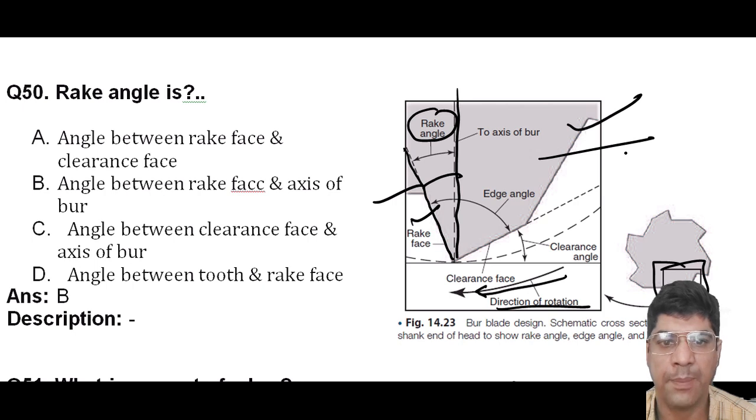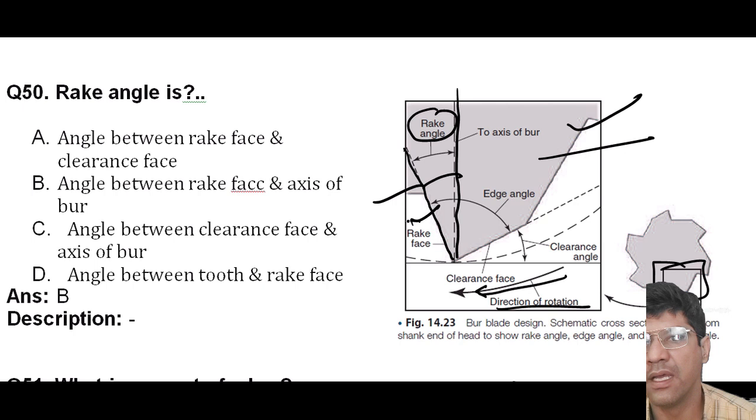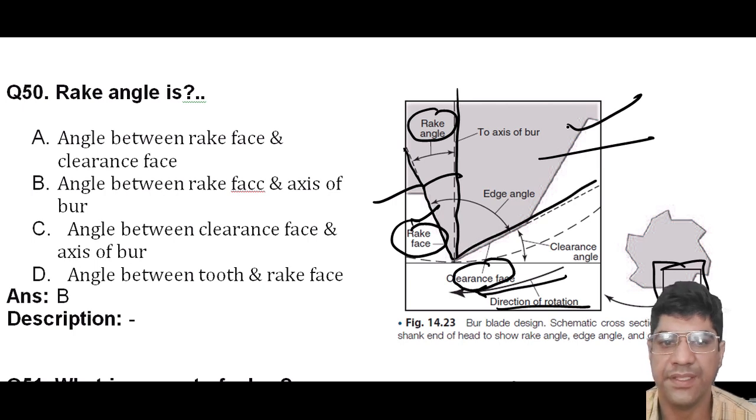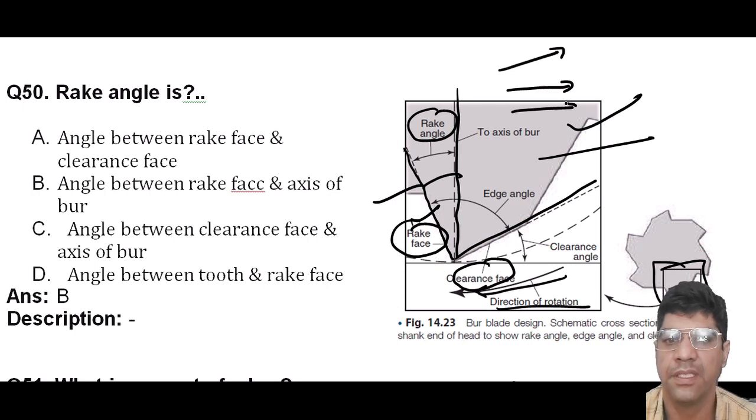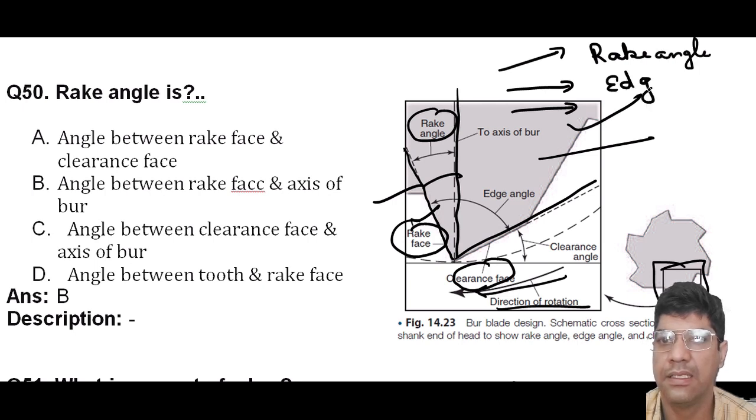This rake angle is essential in determining how efficiently the burr cuts during the dental procedure. Each burr blade has two sides. One is the rake face, and the other is the clearance face. So this one is the clearance face. Three angles determine the cutting performance. Number one is the rake angle, second is the edge angle, and the third is the clearance angle.